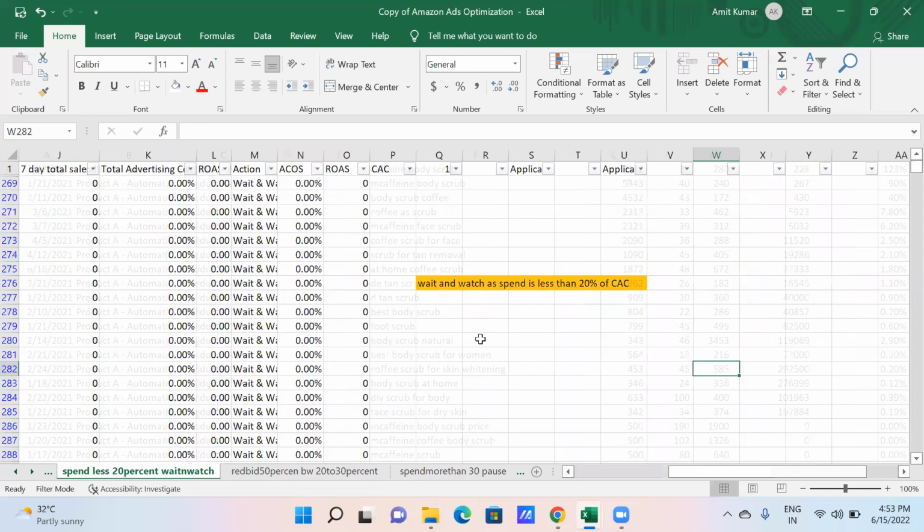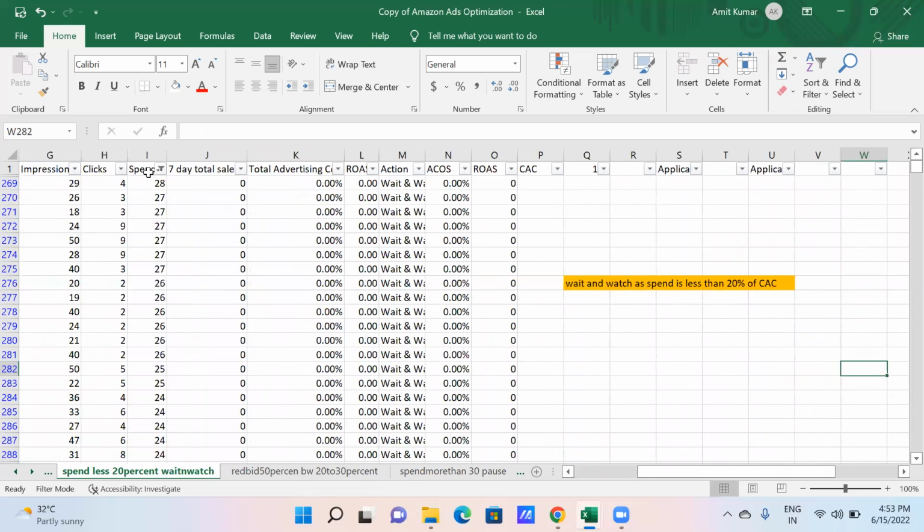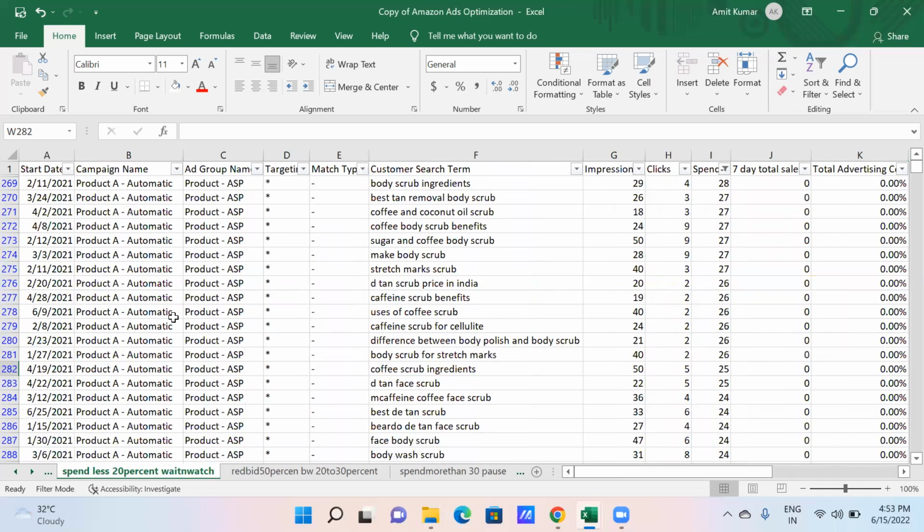Again, you put a filter in a similar fashion. Go to spend. Less than 20% is what? 20% of 150 is 30, right? So CAC is 150, and 20% of 150 is 30. So we have put a filter: anything less than 30, we can wait and watch. Of these campaigns, we can let them run and just keep an eye on them. So this is the basic optimization for Amazon ads.